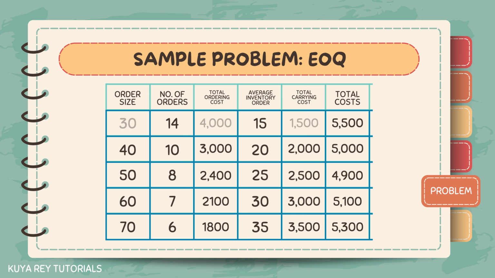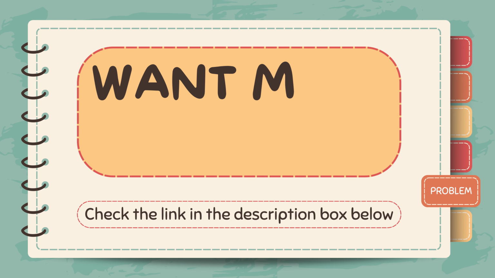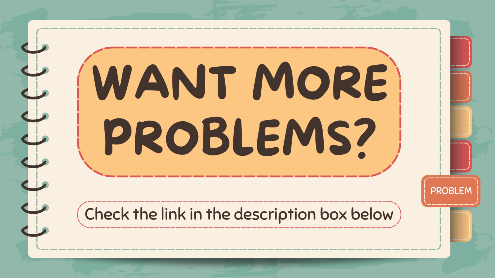Additionally, as you can see, when our order size is small, the total order cost is high while the total carrying cost is low. In contrast, when our order size is big, the total order cost shrinks while the total carrying cost skyrockets.